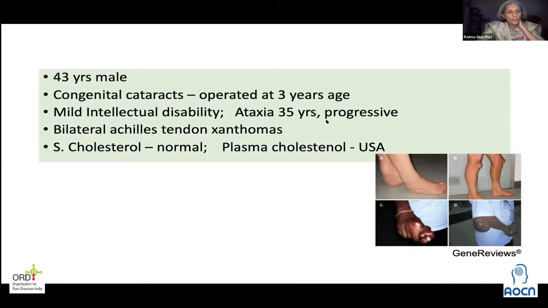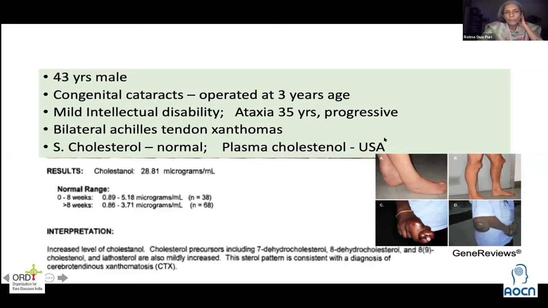Now, this was a 43-year-old male who was admitted in my hospital. He was being evaluated. He actually came in for an unrelated reason, and it was the history that brought him to attention and a genetic referral. He had been operated for cataract at 3 years. He had mild intellectual disability. He had a progressive ataxia since 35 years, and he had these xanthomas. These are not his pictures, but representative pictures.